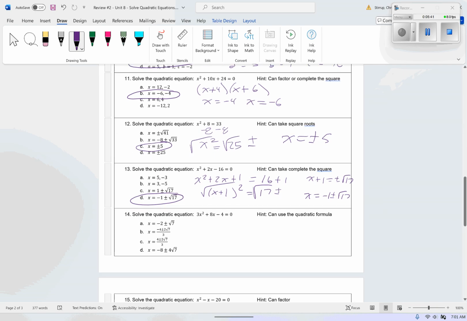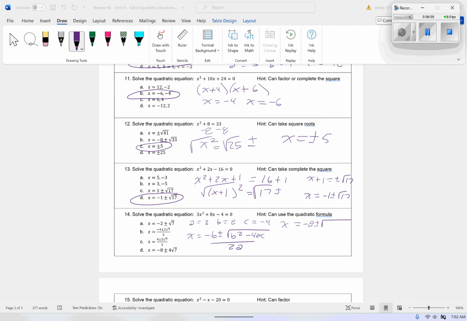Number 14. Looks like we're going to use the quadratic formula on it. So my a value is 3, my b value is 8, my c value is negative 4. And we know that x is equal to negative b plus or minus the square root of b squared minus 4ac all over 2a. So let's start plugging things in. So I have x equals negative 8 plus or minus 8 squared. So 8 squared is 64, right? Minus 4 times a times c, which is negative 4.